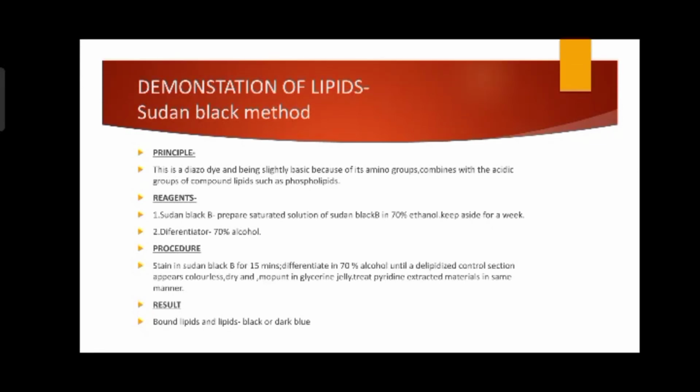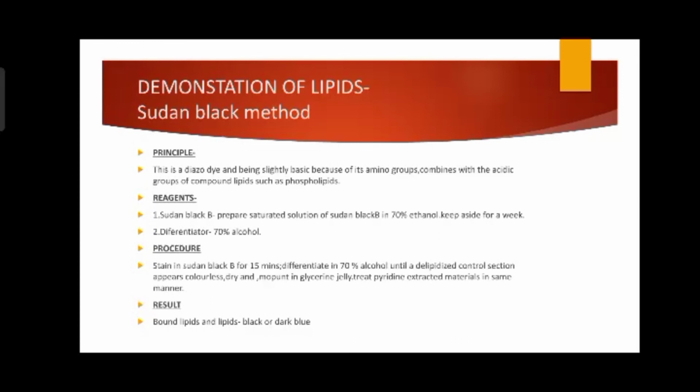See how this test takes place. Stain the sections in Sudan black B for 15 minutes. Differentiate in 70% alcohol until a delipidized control section appears colorless. Dry it and mount in glycerine jelly. Treat the pyridine extracted materials in the same manner. On the slide in glycerine, observe under the microscope.